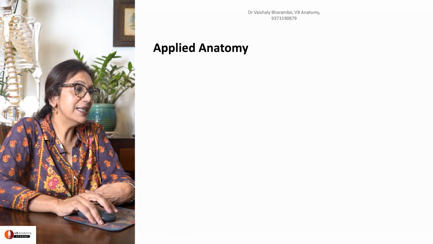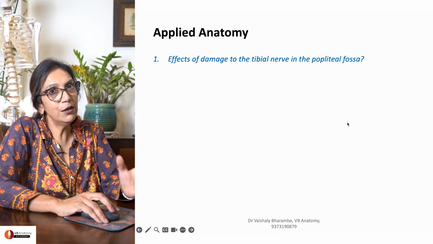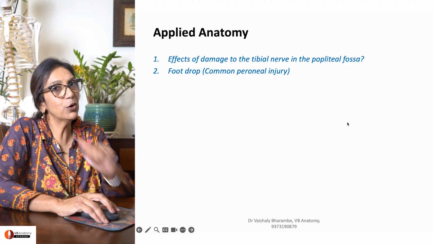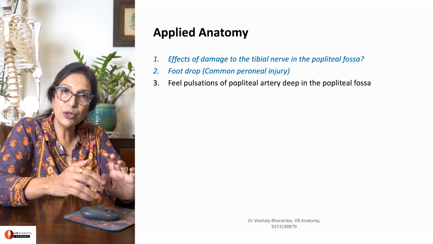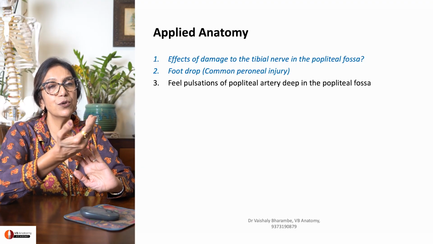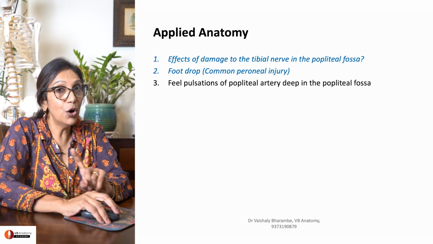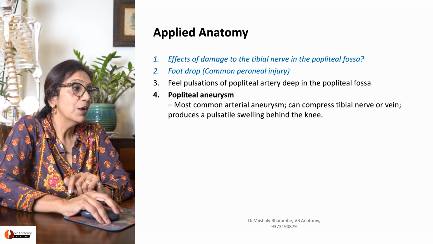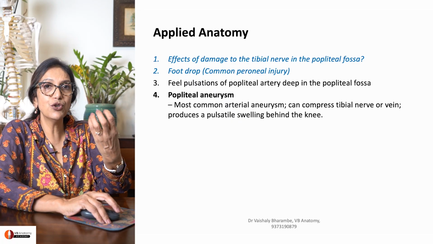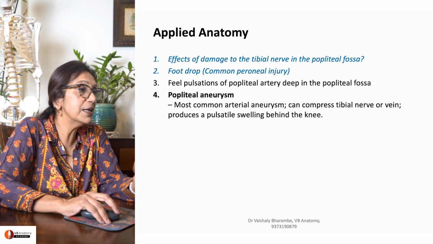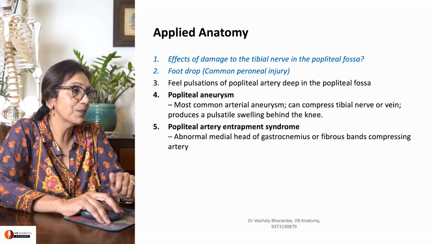Okay. With this, we come to applied anatomy. What is the effect of damage to tibial nerve? Already discussed. Damage to common peroneal nerve? Already discussed. You can feel deep. Relax your knee. Put your hand in your popliteal fossa. You will be able to feel the precious pulsations of popliteal artery. Not easy. You have to practice it. Popliteal aneurysm is a very common thing. Okay, the aneurysm is a dilatation of a part of an artery. It can compress the tibial nerve. It can feel as a pulsatile swelling behind your knee.